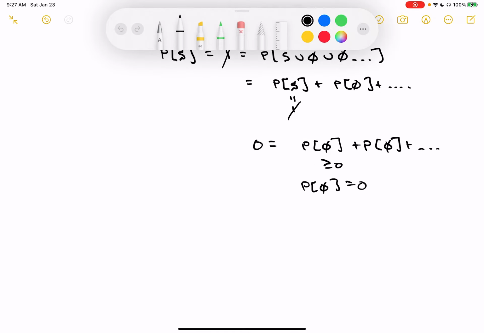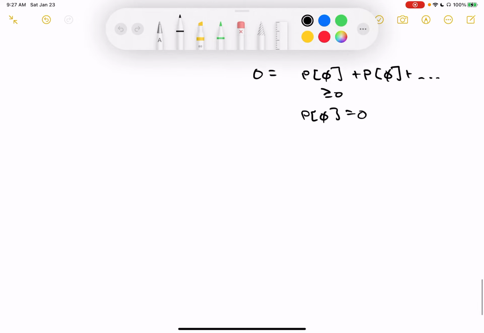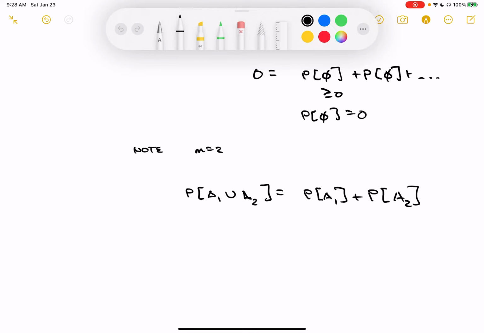These can get kind of tedious in some ways, but once we've established the rules, then we don't really have to come back to them later. So we could make this go down to an m equaling 2. So for example, just for m equaling 2, we could have something like this: probability of A1 union A2 is probability of A1 plus probability of A2. If I have two mutually exclusive items, the fact that they are mutually exclusive just means I add their probabilities.